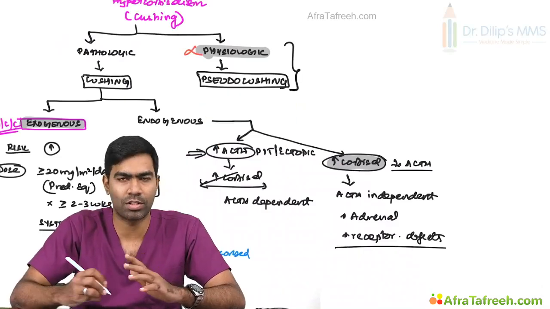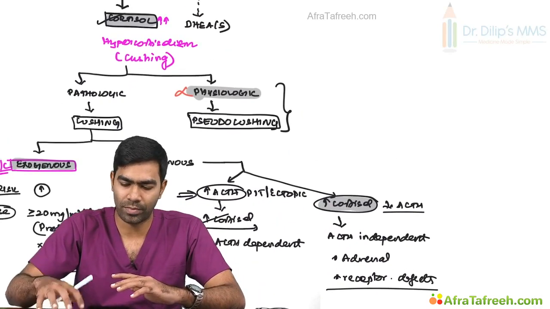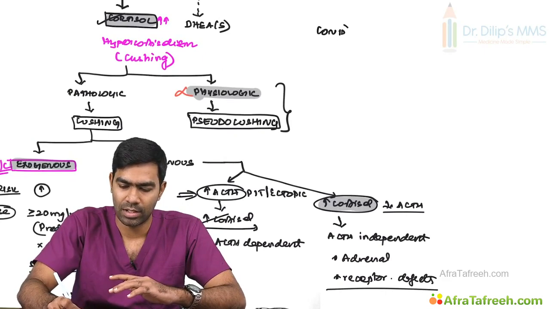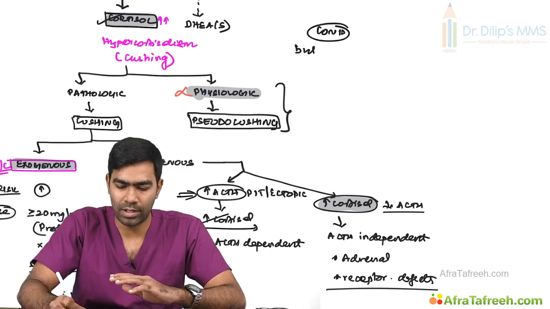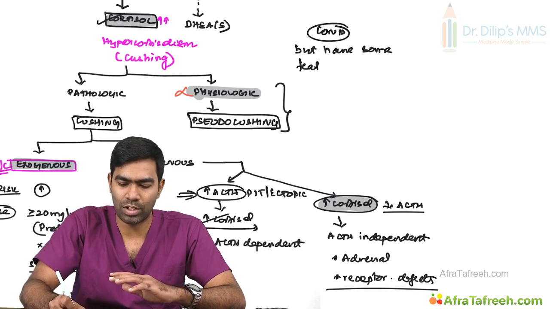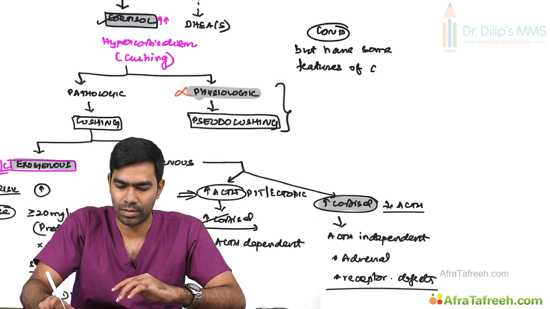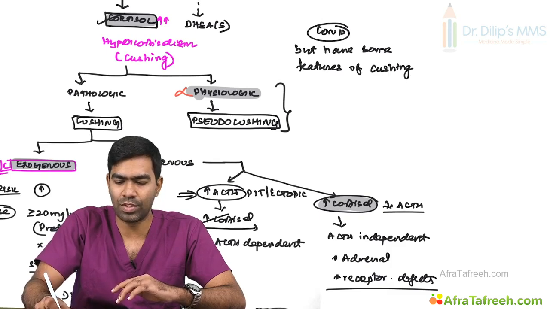So what are the illnesses that can cause physiologic hypercortisolism, and what are the illnesses in particular that can mimic a true Cushing's, but are actually producing physiologic hypercortisolism? I'm going to split the pseudo Cushing's and physiologic hypercortisolism into two entities. One is the conditions that can produce physiologic hypercortisolism but have some or few features of pathologic Cushing's.